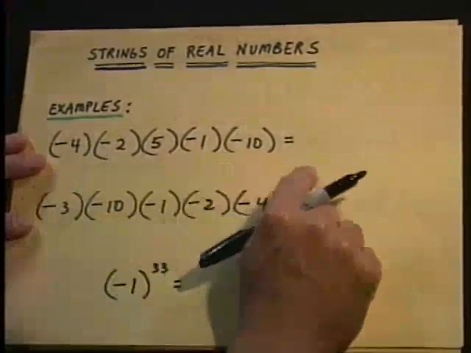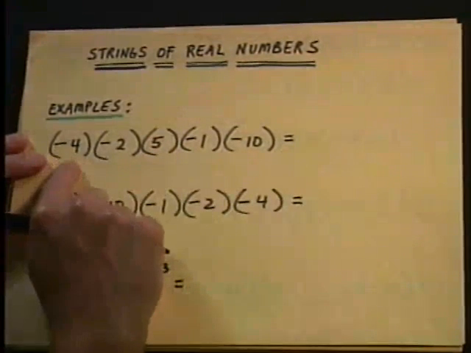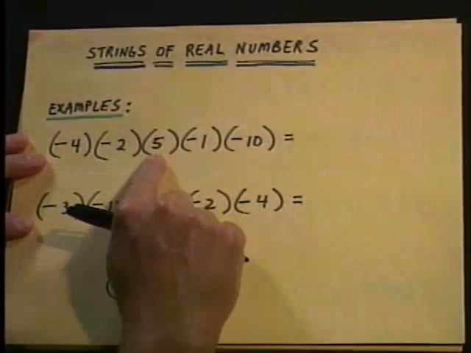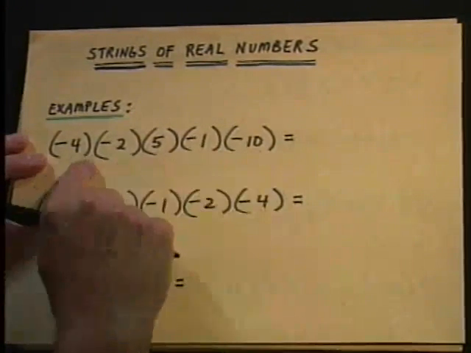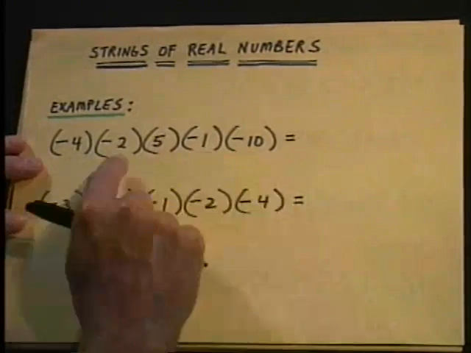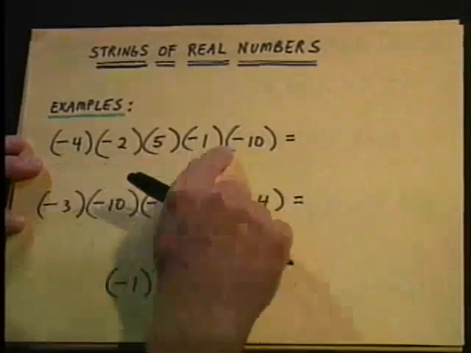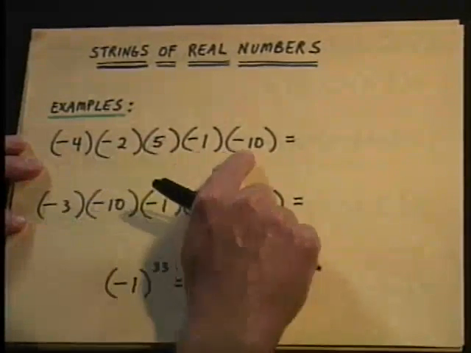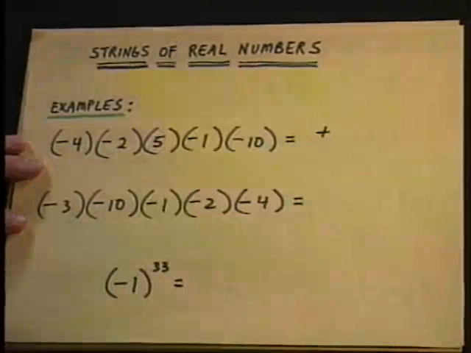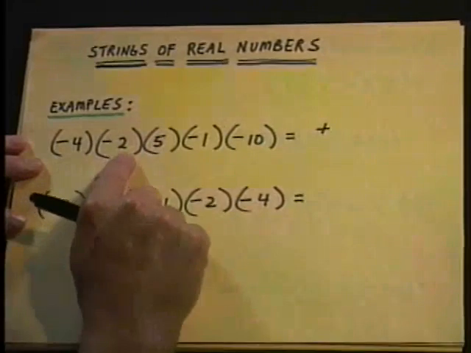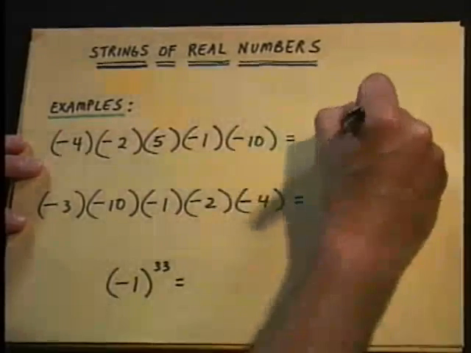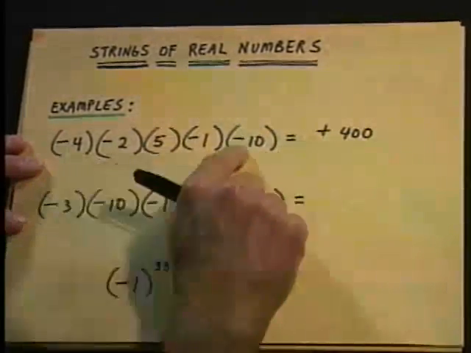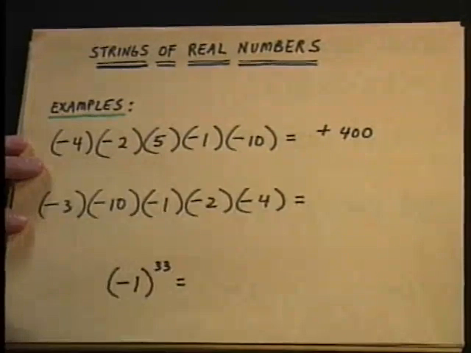So here's a whole bunch of them. We have -4 times -2 times 5 times -1 times -10. First let's get the signs straight, because again, the signs are the killers in algebra. So we have an even number of negative signs here, 1, 2, 3, 4. Therefore, I know my answer is going to come out positive something. Positive what? Well, just do the multiplication. 4 times 2 is 8, times 5 is 40, times 1 is 40, times 10 is 400. So all of that string of numbers multiplied together would give us a result of positive 400.